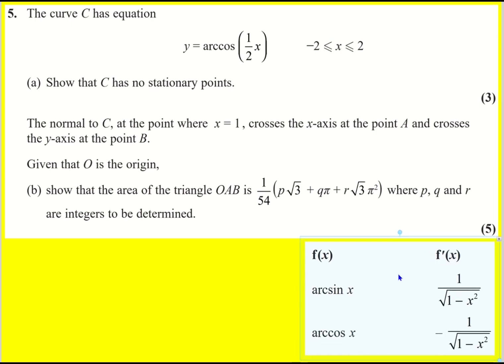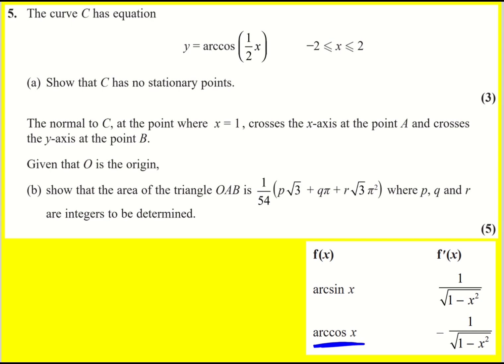Because here we're trying to show there's no stationary point, so we need to differentiate, but we've just got two things. We've got the result for how to differentiate arc cos, and we can just quote it. We're not being asked to do it from first principles or anything here. I will talk about that at the very end, however. And then it's just an application of the chain rule alongside that.